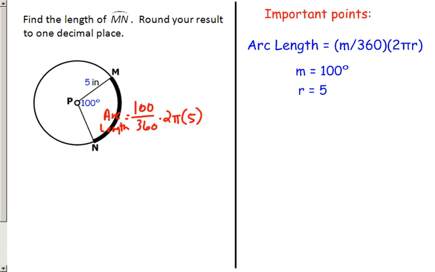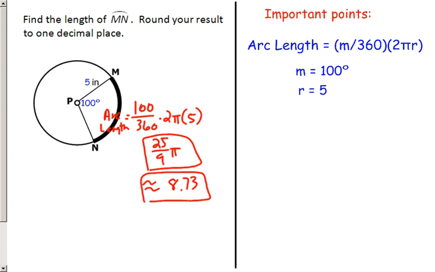When I do this in my calculator, if I want to leave it in terms of pi, I just do 100 divided by 360 times 2 times 5, and I get 2.777, which comes out to 25 over 9 pi. If you put it all in and get a decimal, the answer would be 8.73. And we're talking about inches because that's how the radius is measured. That's the arc length. That's a typical arc length question.